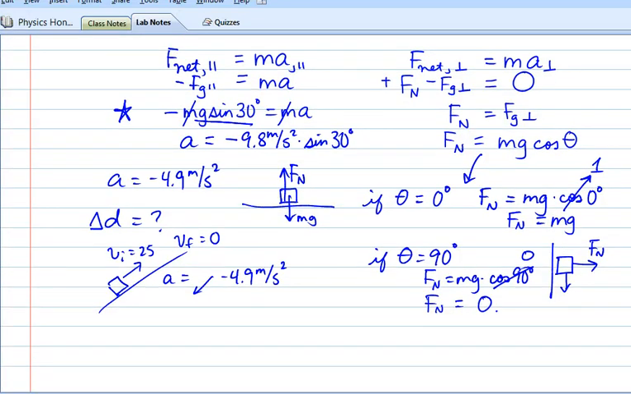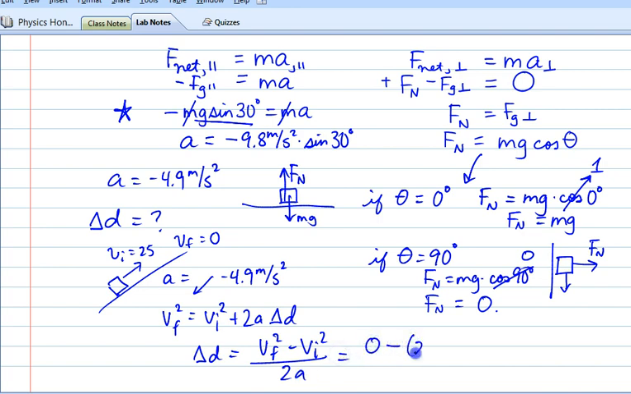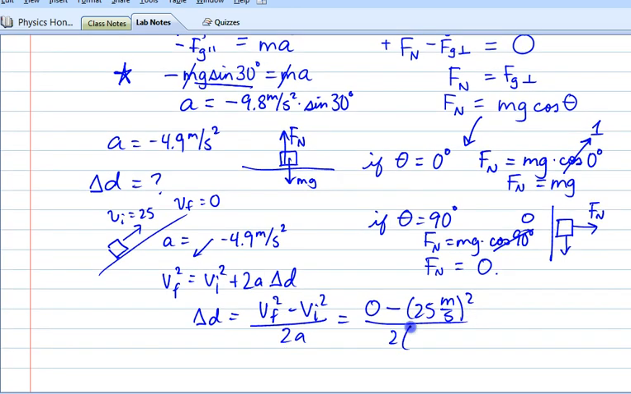Well, it's been a while since I've done kinematic equations, so I think I forgot. Haha, we're going to use the forgotten equation. So v final squared equals v initial squared plus 2a delta d. So delta d is v final squared minus v initial squared all over 2a, 0 minus 25 meters per second, quantity squared, divided by 2 times negative 4.9 meters per second squared. And we plug and chug, and that gets us just about 64 meters, which is in the positive direction, which is up the incline. And that's exactly what we hope to get.